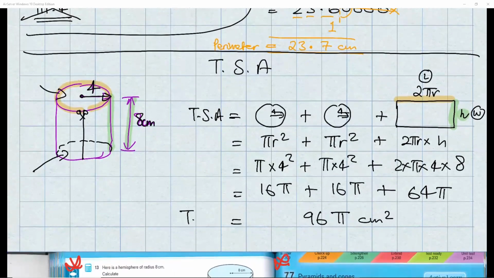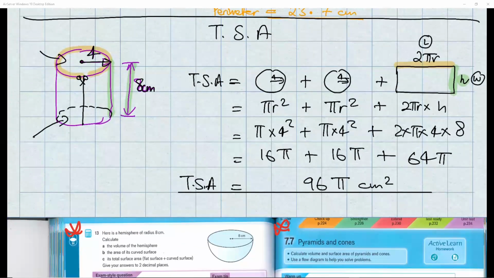Now, if they ask you for the answer in its pi format, then you're finished. I call that the pure answer. Pure answer means there's no information that's been lost. Everything is contained in there. You won't get a more accurate answer.